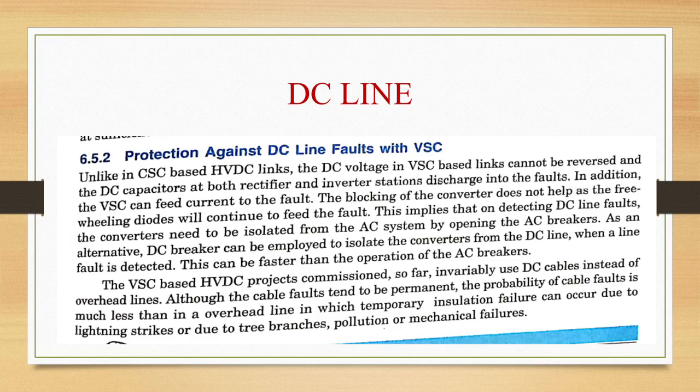This implies that on detecting DC line faults, converters need to be isolated from the AC system by opening the AC breakers. As an alternative, a DC breaker can be employed to isolate the converters from the DC line when a line fault is detected. This can be faster than the operation of the AC breakers.